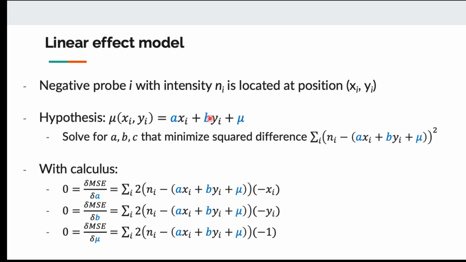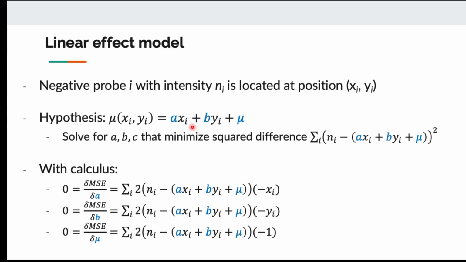X and Y are just the position. We can look them up from the metadata of the array. We don't know A, B, and mu, the blue parameters. So what we want to try is, can we identify A, B, and mu by trying to minimize this term? So what is this term? We have the intensity at each location. We have this formula which expresses our hypothesis that if a negative probe is at this position xi and yi, this would be the noise that we expect, A xi plus B yi plus mu. This is the noise that we expect from this probe.